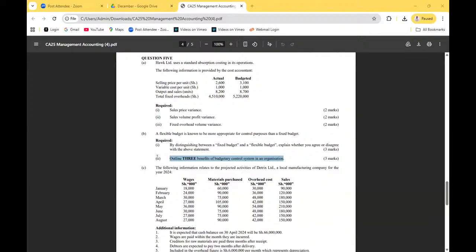So informed decision-making, enhanced financial control, performance evaluation, improved planning and coordination. With the budget, everyone knows what they're supposed to do. Resource optimization, the limiting factor analysis. You are doing that in advance. The company has allocated 50,000 labor hours. How will we use the limited 50,000 labor hours to maximize the returns for this particular company?